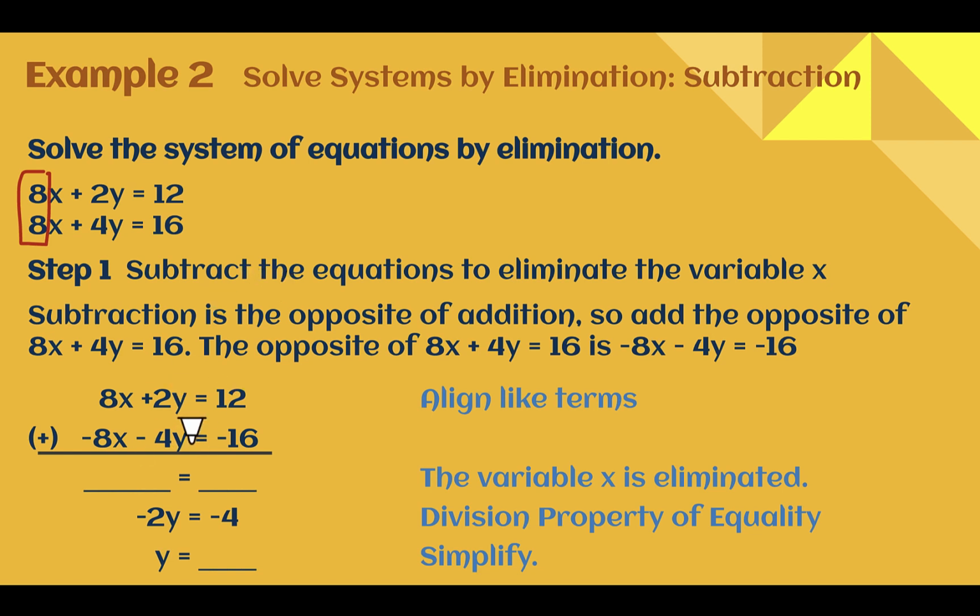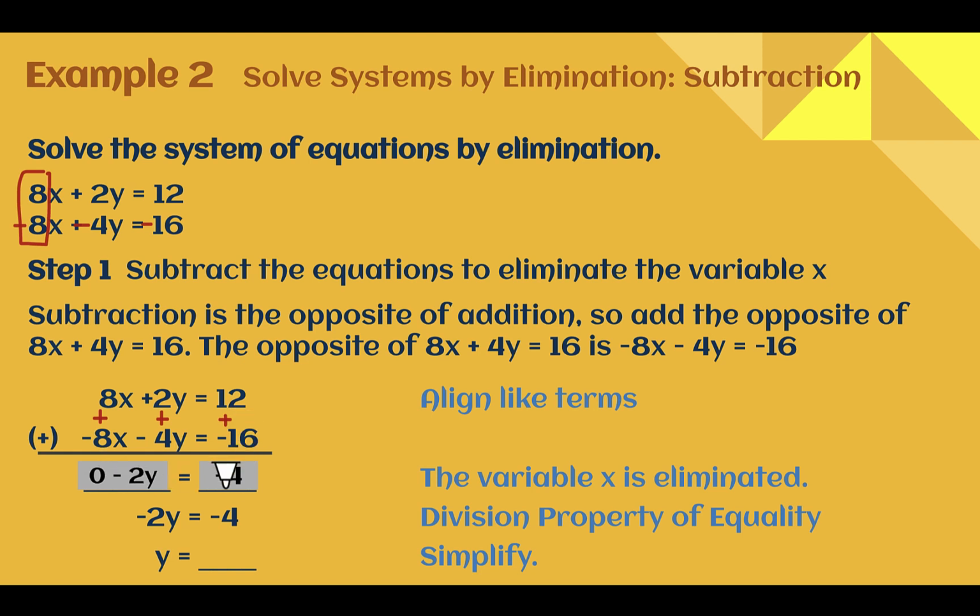Here they're showing adding the opposite. So the opposite of the bottom one is negative 8x minus 4y minus 16. So when we write it, we'll do opposites of all of them so we can add. I'm going to write the symbol in between all of them again, just so I remember what I'm doing. 8 plus negative 8 is 0. 2 plus negative 4 is negative 2. 12 plus negative 16 is negative 4.